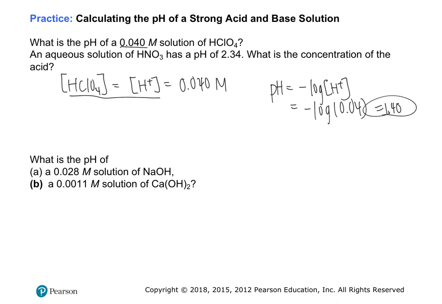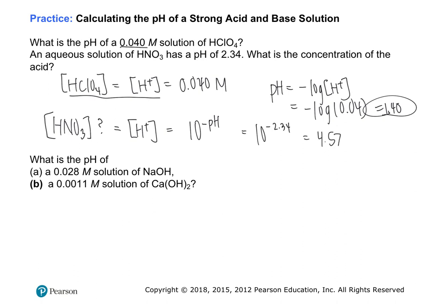An aqueous solution of nitric acid has a pH of 2.34. So that's a strong acid. So we're wanting to find the concentration of the acid. Well, that's going to be equal to the hydrogen concentration, which we can find by taking 10 to the negative pH. So I can do 10 to the negative 2.34, which gives me a concentration of 4.57 times 10 to the negative 3rd molar of nitric acid.